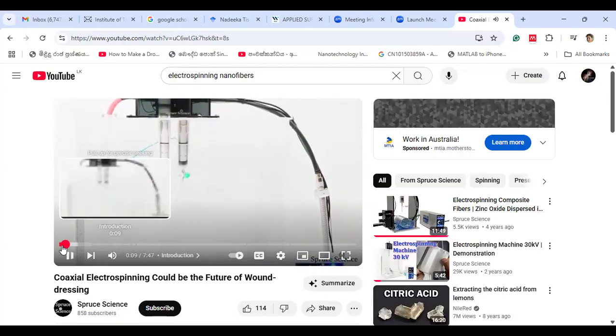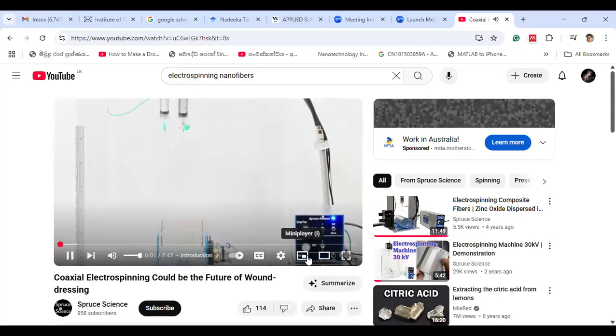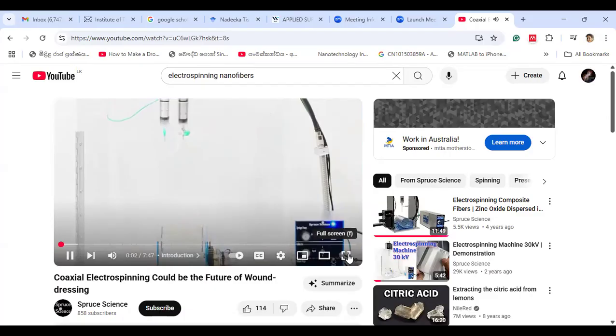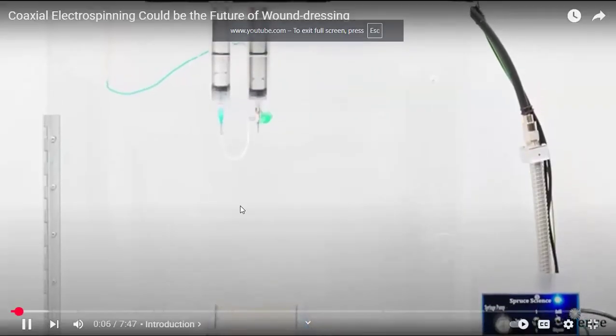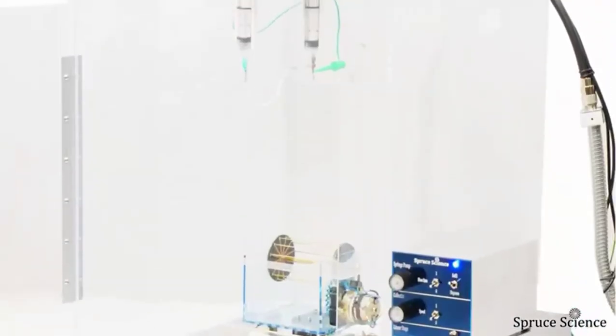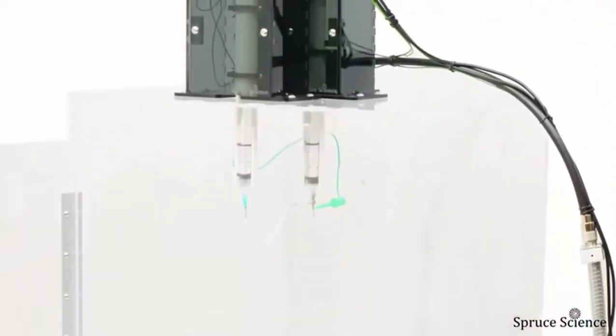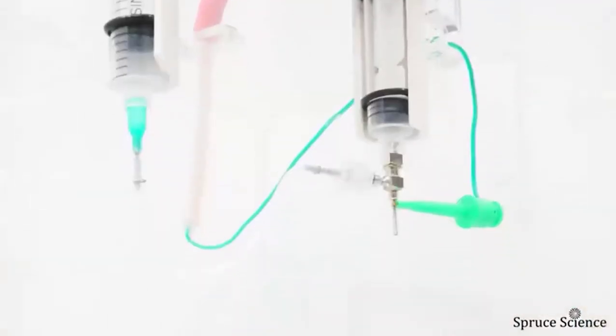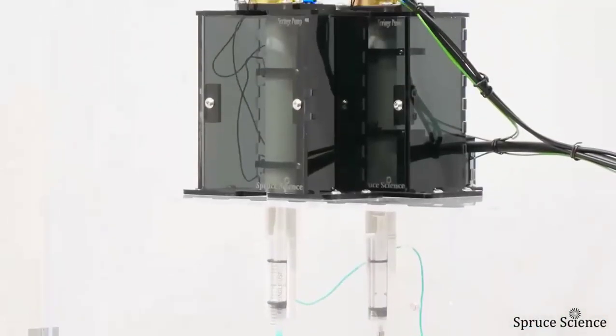Welcome to Spruce Science. Today, we're excited to introduce you to our coaxial electrospinner and its spinneret with two concentric needles. You will see how we use the coaxial electrospinner to create electrospun fiber mats with red markers. This capability has exciting potential for targeted drug delivery systems, such as using electrospun fibers loaded with therapeutic drugs for wound dressing. We can't wait to show you the final result, so stay tuned.